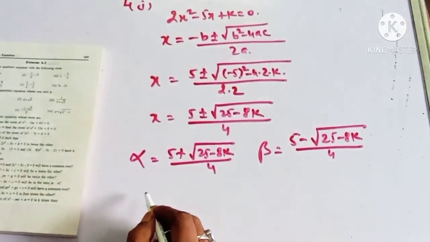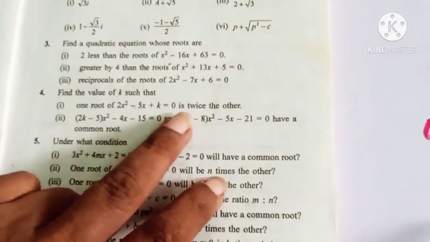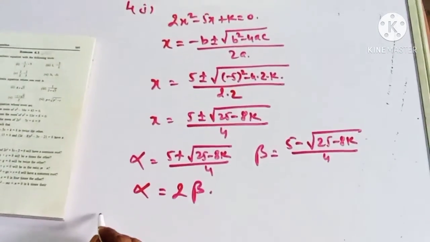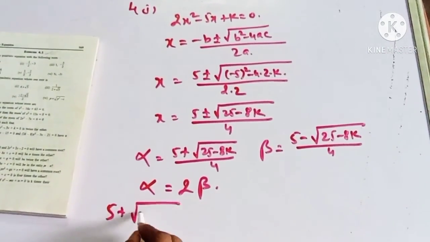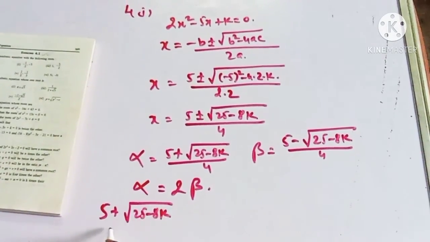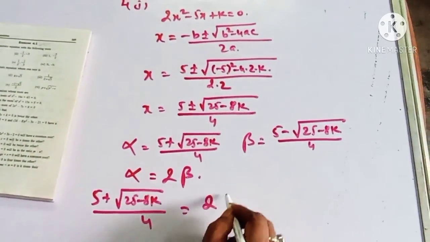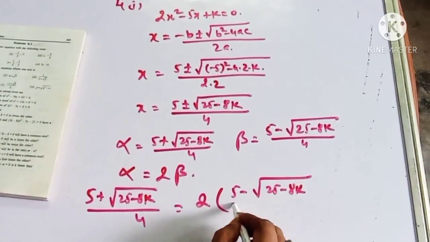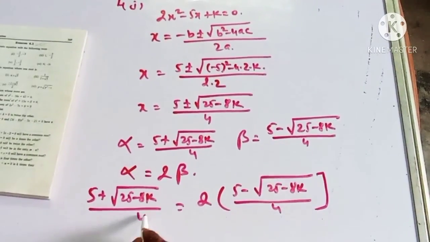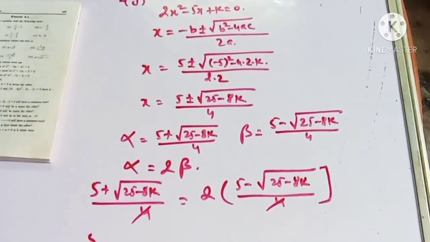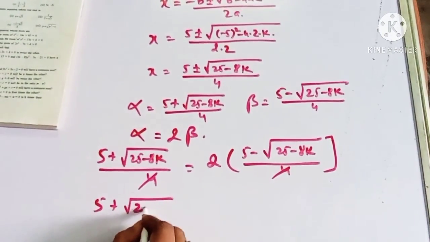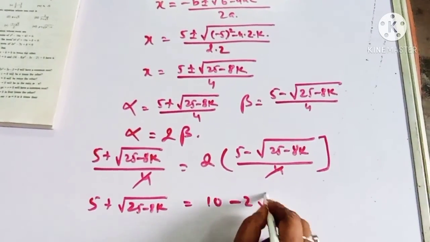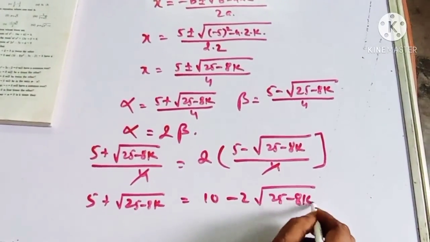Now the condition given here is that one root is twice the other. So alpha is equal to twice beta. So (5 + √(25 − 8k)) / 4 = 2 × (5 − √(25 − 8k)) / 4. Here the 4 and 4 cancel out. So 5 + √(25 − 8k) = 10 − 2√(25 − 8k).